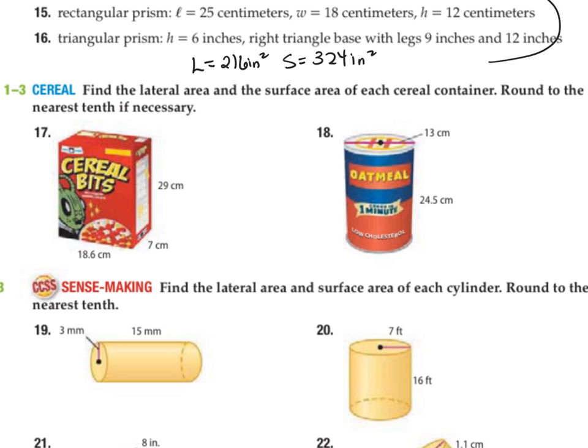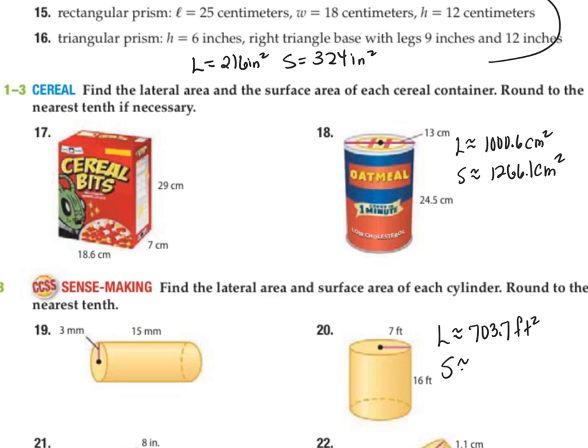They're very, very similar. Then with 18, my lateral area is going to be approximately 1,000.6 square centimeters, with the total surface area 1,266.1. And then the last one on this page, your lateral is approximately 703.7 square feet. Surface area is approximately 1,011.6 square feet. If you have questions over those on Thursday, we will look at that.